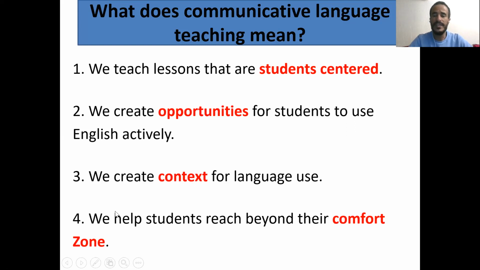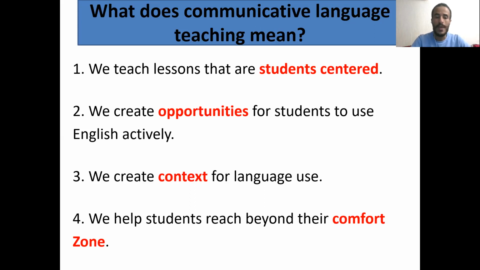Number three, we create context for language. What do we mean by context? Context can be a text. You start with a text. You start with a dialogue. You start with pictures, visual context, contextualization. Personalization, telling a story is context. Using your body, you are creating context. So these are all types. Listening to the audio is context.